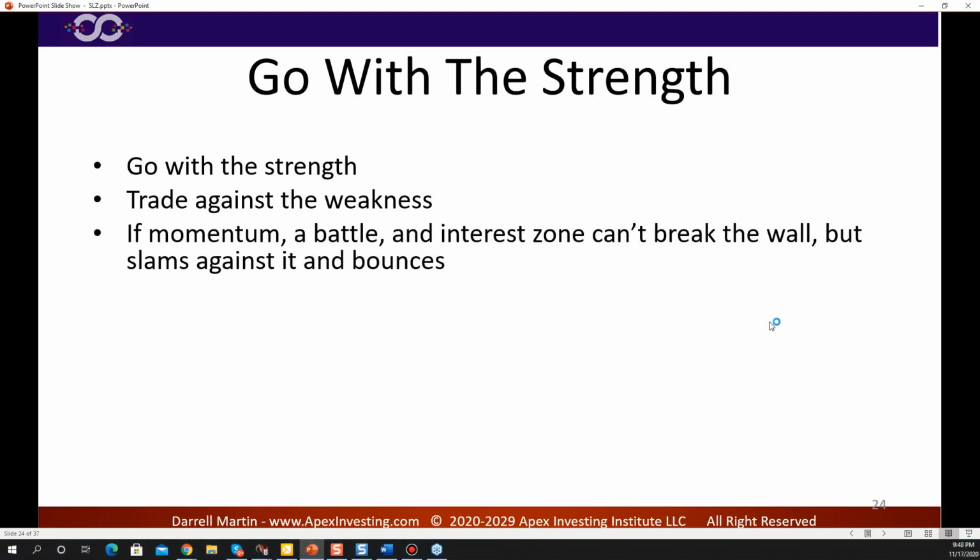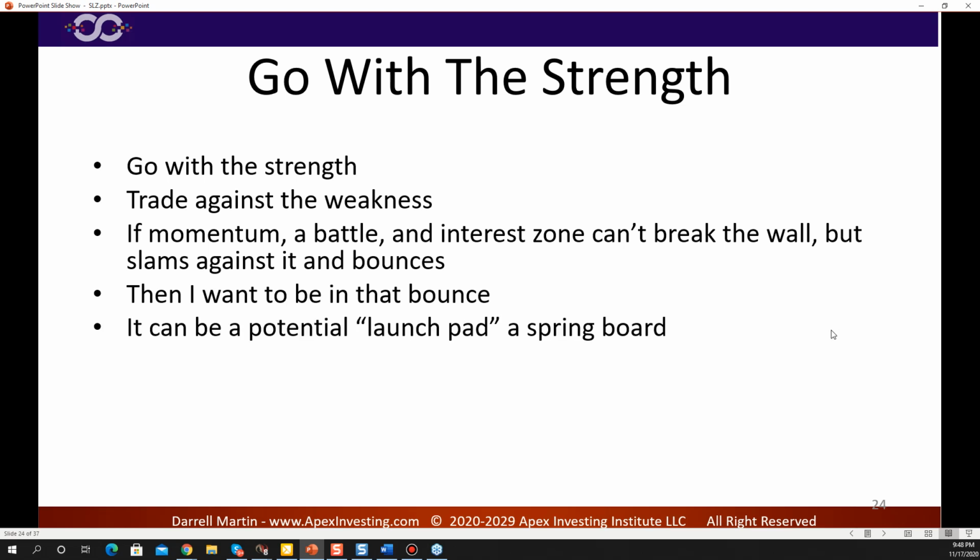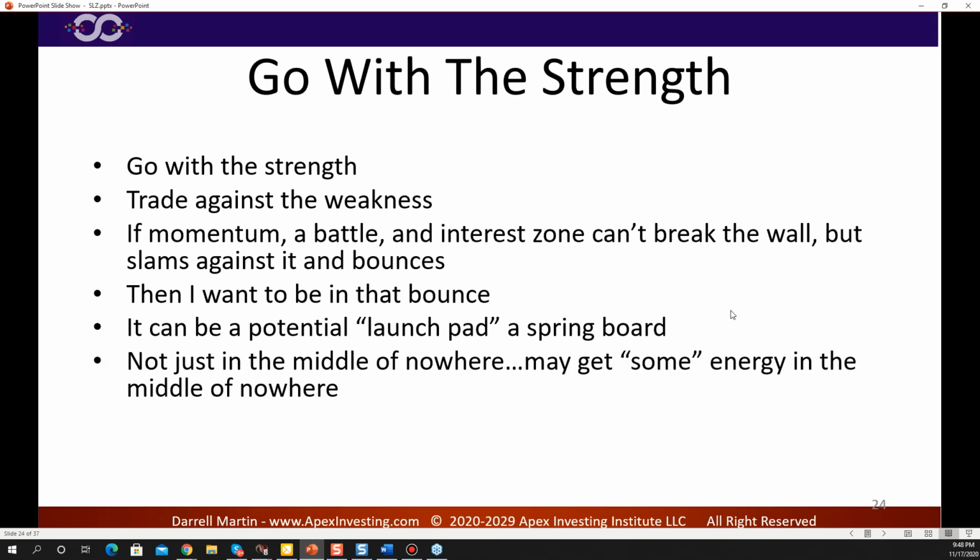So if momentum and a battle and an interest area can't break the wall, but slam against it and bounces, I want to be in on that bounce, right? Because what can that be? That wall with that slam and bounce could be a potential launch pad, right? Like a springboard. Everybody get that? Everybody understand where I'm going with that?